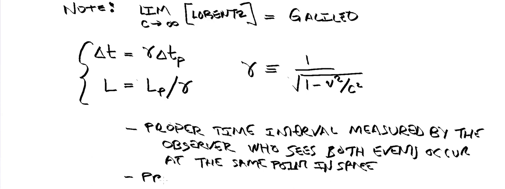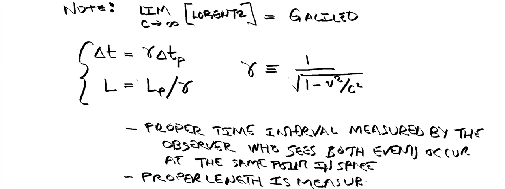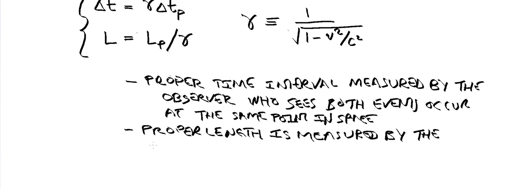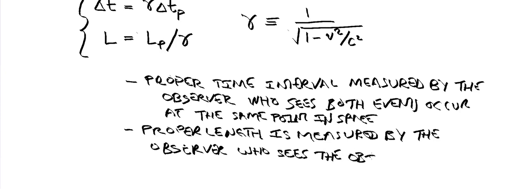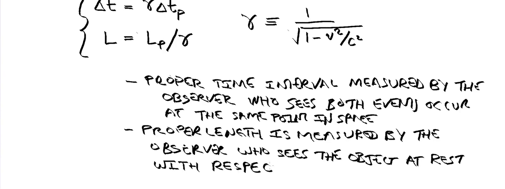The proper length is measured by the observer who sees the object at rest with respect to her.